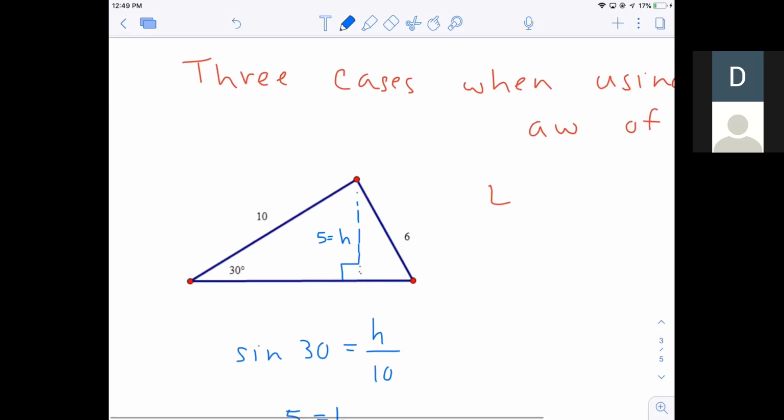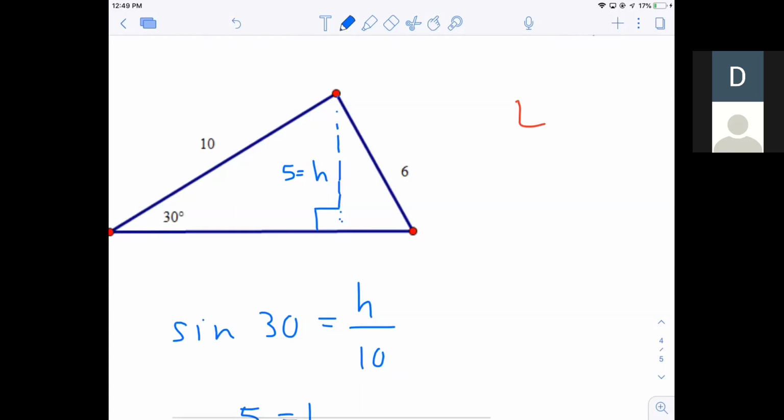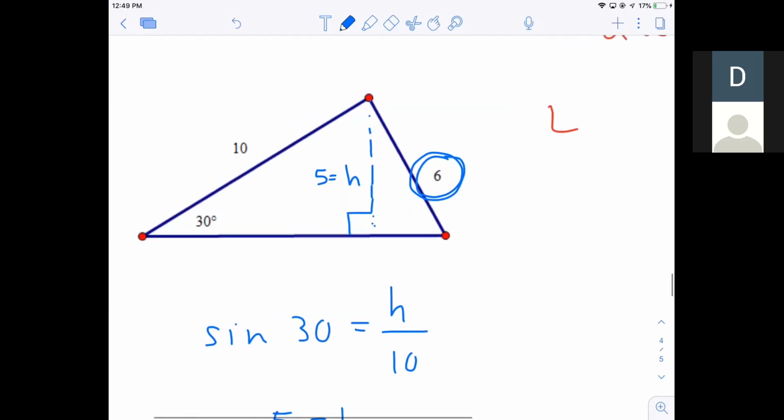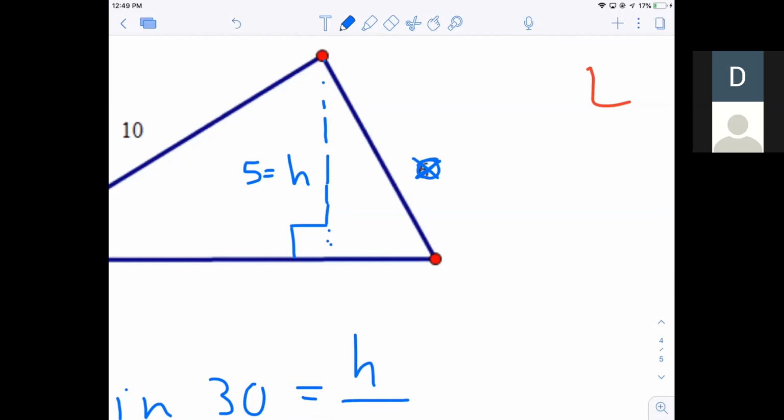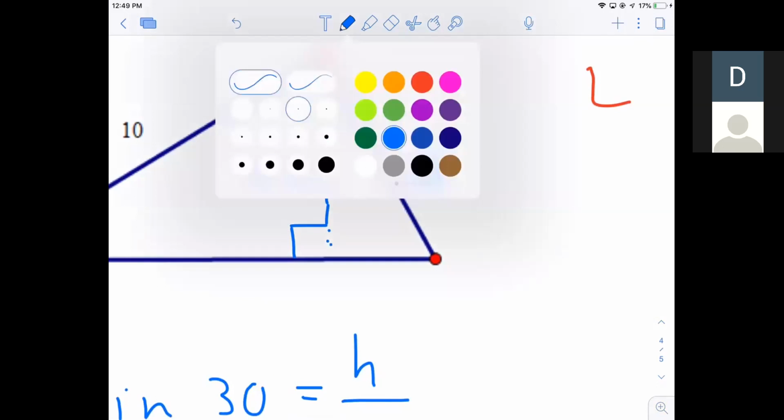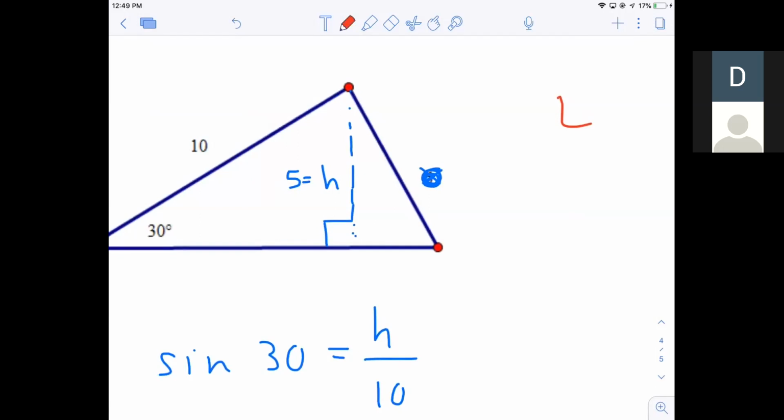All right, so do you guys see how this 6 here is bigger than 5? Well, when it's bigger than 5, you can also have a length of 6 here. So that's one case. But another case is, what if instead, let's say this length were 4?